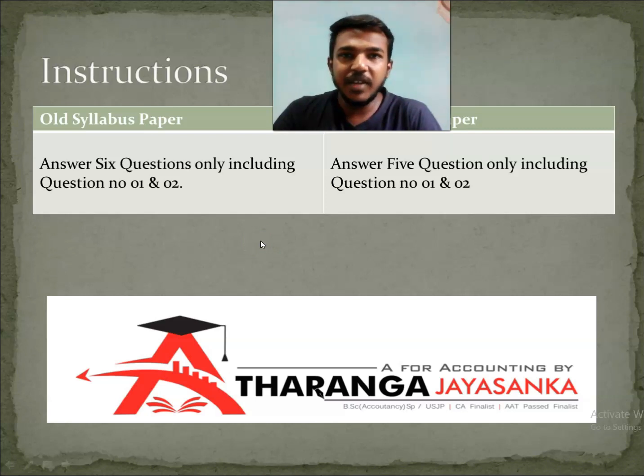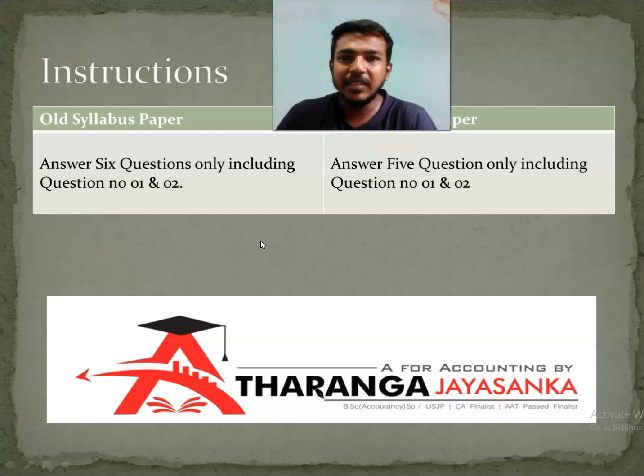Then come to the new syllabus paper structure. It says: answer 5 questions only, including question number 1 and 2. So in both the old syllabus and the new syllabus, you had to answer question number 1 and 2. Everyone watching this video, your question number 1 and 2 are purely based on the compulsory questions. First you will get the company questions, then I will show you what question number 2 is that you all are getting under the new syllabus paper structure.